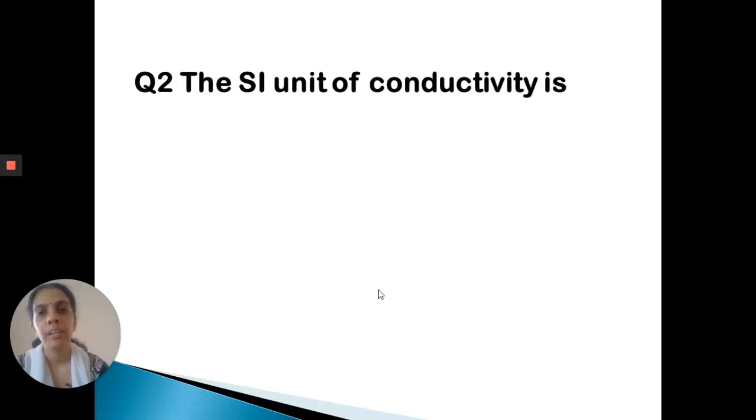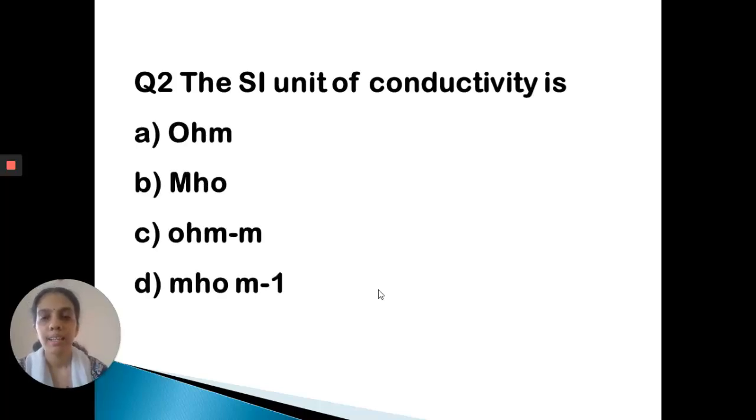Second question: the SI unit of conductivity is. Options: first one, ohm. Second one, mho. Mho, you know, right? It is ohm inverse, called mho. Then third option, ohm meter. Fourth option, mho meter to the power -1. While reading these questions, you can just pause the video and try to answer them.